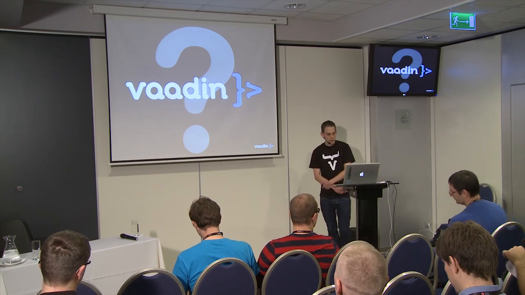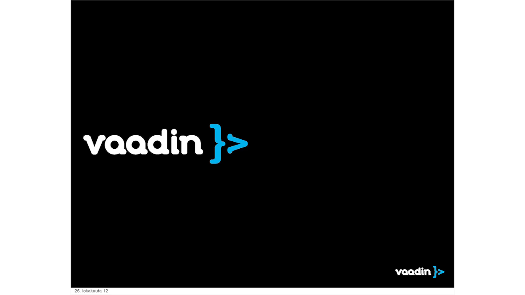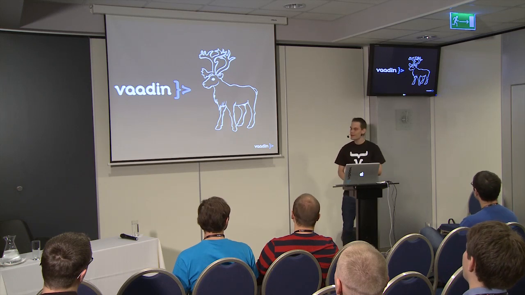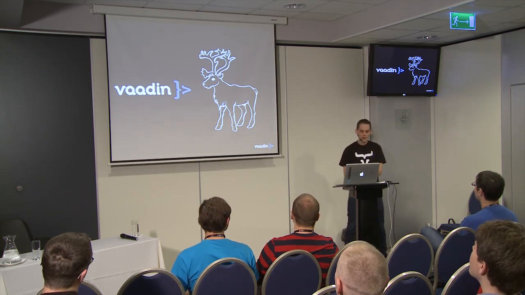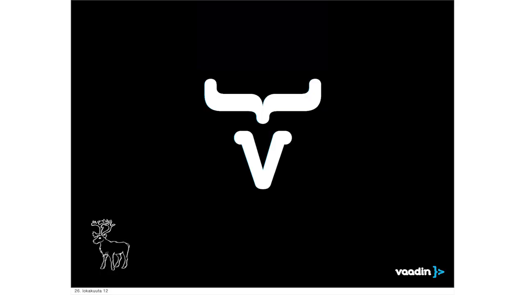So, what is Vaadin? Vaadin is actually a Finnish word which means a female reindeer. We are a Finnish company, so that's the reason that we wanted to choose a name that means something in Finland. But today we are not going to talk about animals. We are talking about the framework, the Vaadin Framework. And as you can see, the logo of the framework can be seen as the head of a reindeer.